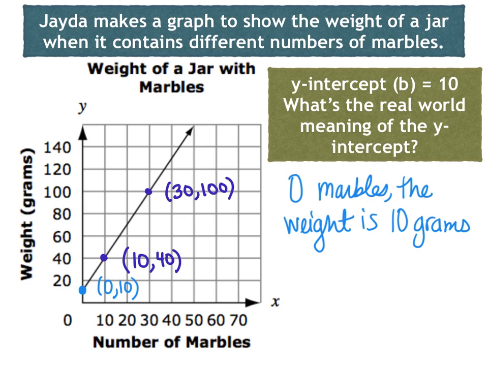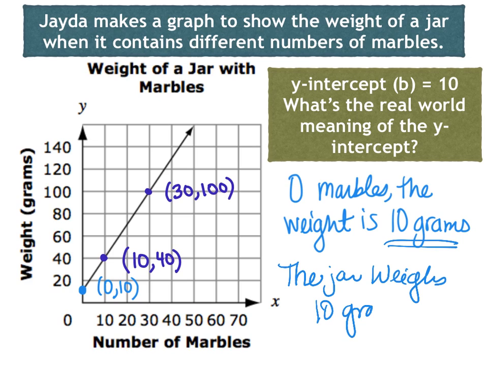And we're told in the original problem that Jada is looking at the weight of a jar of marbles. So really, if we're looking at 0 marbles, the weight being 10 grams, that's really the weight of the jar. So a better way to actually express our answer would be to say that the jar weighs 10 grams.